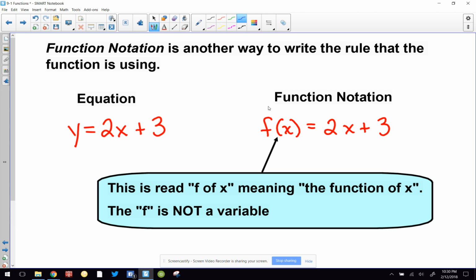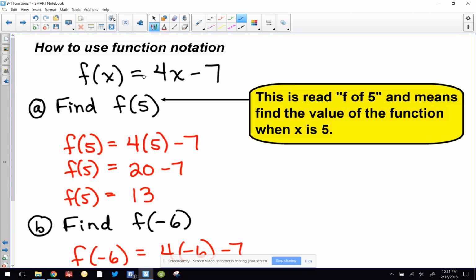The f is not a variable, and it has no mathematical purpose whatsoever. It's an abbreviation for function. It's a function of x. That means x is the input, and f of x, the function, is 2 times x plus 3. So don't get too confused by that. You can think of it as just y, or our output.